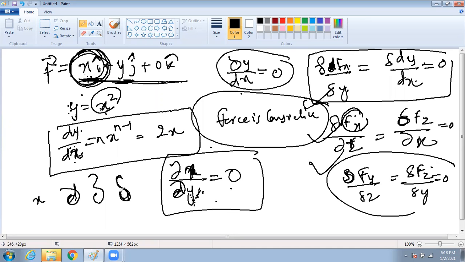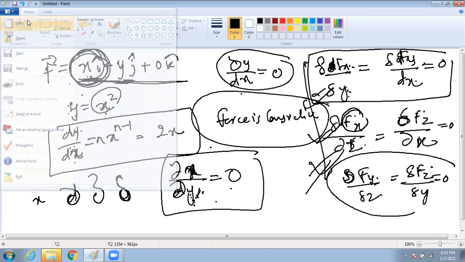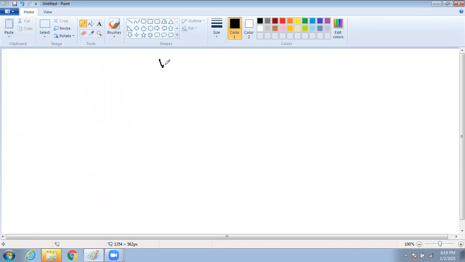Just remember this much. Why is force conservative? Force is conservative only when this holds. How will you remember? Fx dx, fy dy, fz dz: dFy/dx equals dFx/dy, dFz/dy equals dFy/dz, dFx/dz equals dFz/dx. Like this you will remember. Okay? Now let us go to the next topic, work energy theorem.